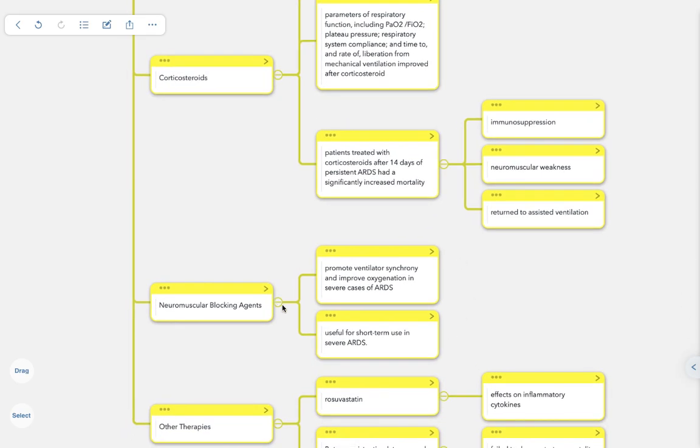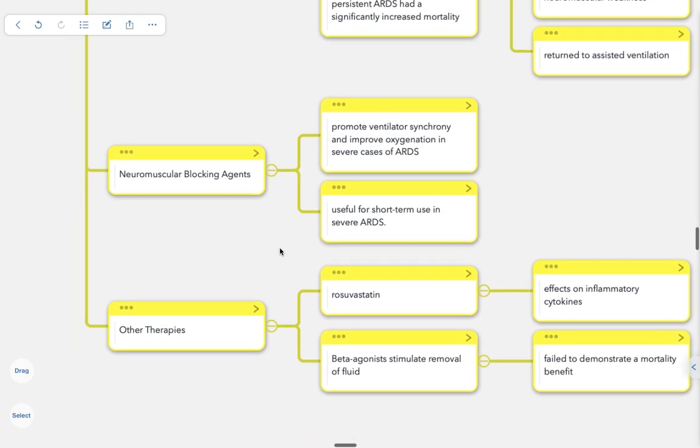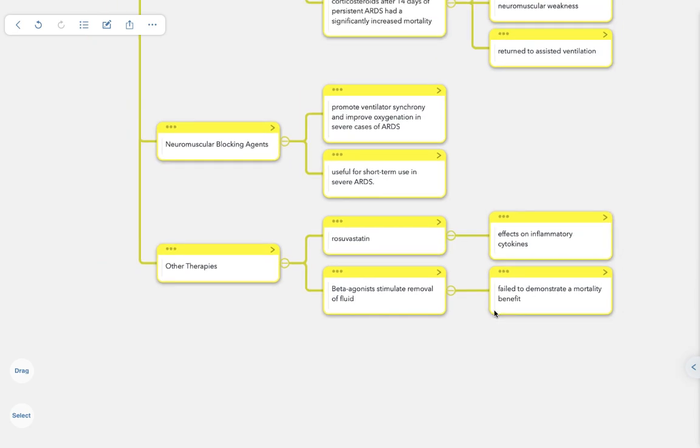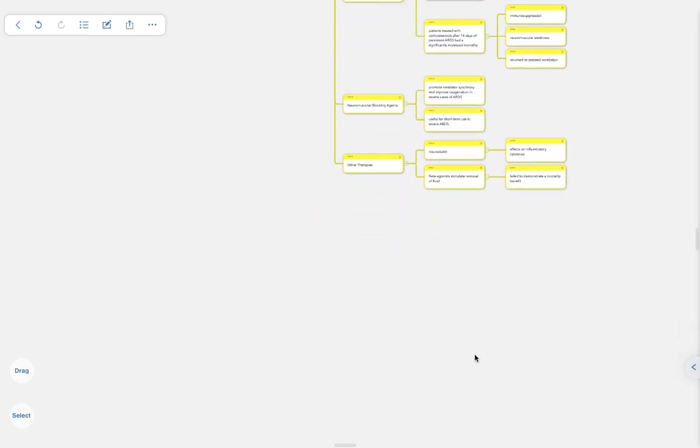Then coming to neuromuscular blocking agents. Now, neuromuscular blocking agents promote ventilator synchrony and improve oxygenation in severe cases of ARDS, but they are only useful for short term use in severe ARDS. Other therapies include rosuvastatin, which has its effect on the inflammatory cytokines, and beta agonists, which theoretically stimulate the removal of fluid, but they have failed to demonstrate a mortality benefit in various trials.